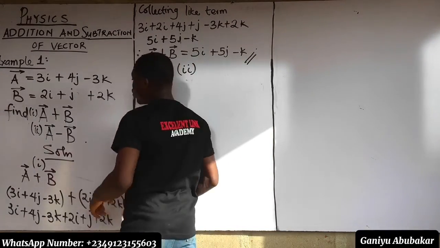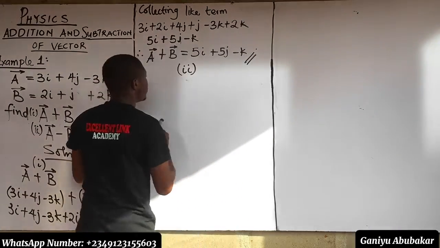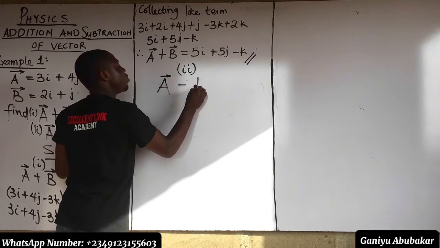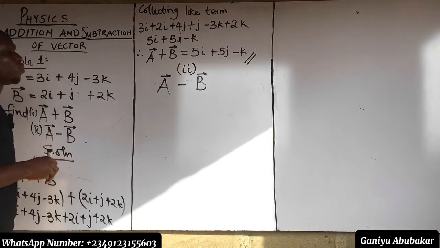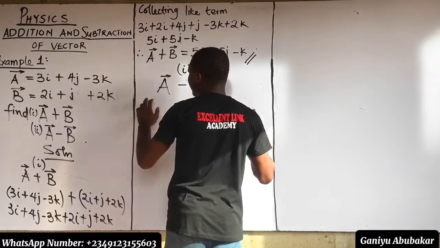What do you notice? I'm having vector A minus vector B. How do you subtract these two vectors?